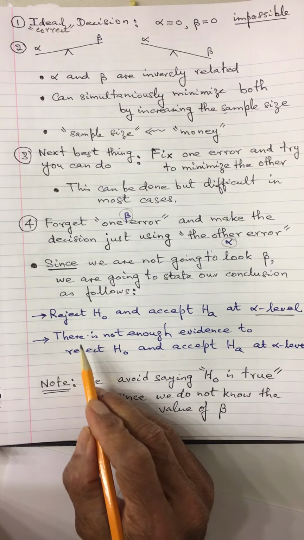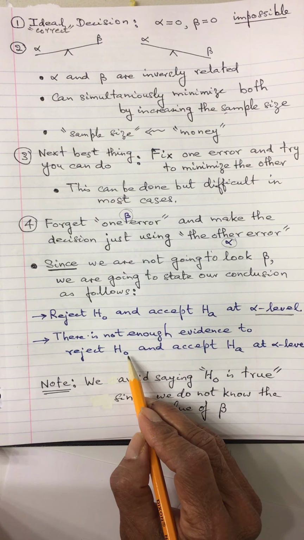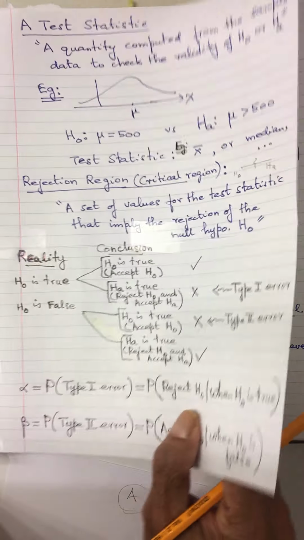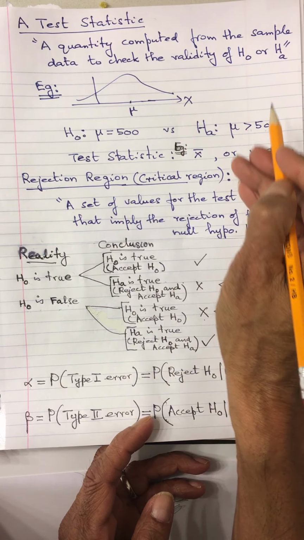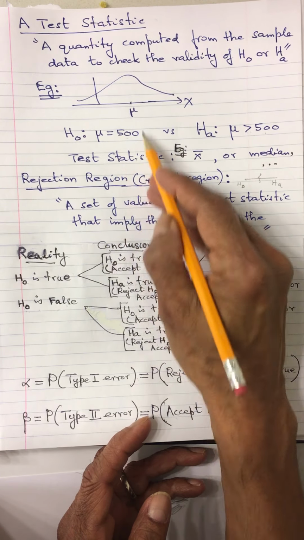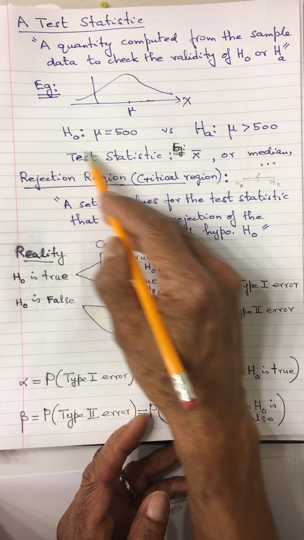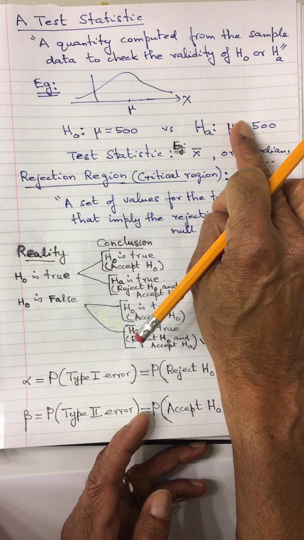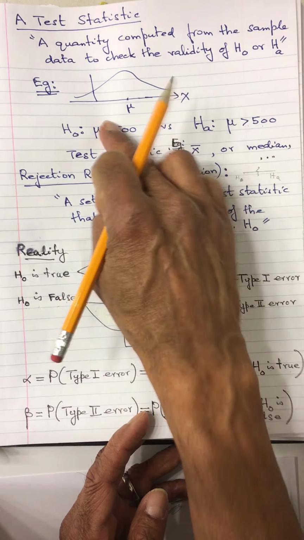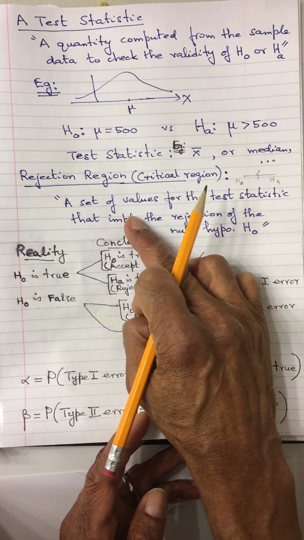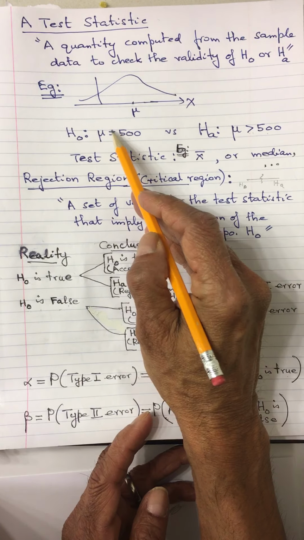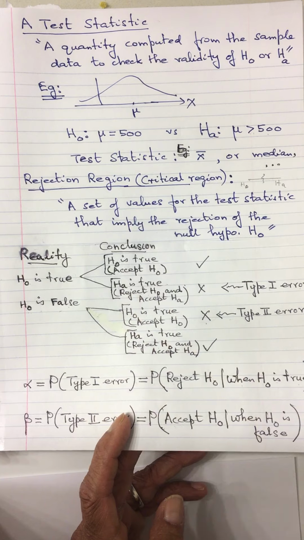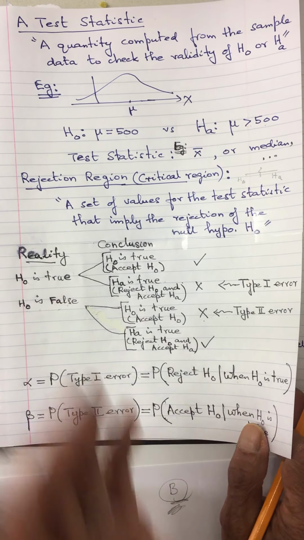Or the other way, we say that there is not enough evidence to reject H naught and accept HA at alpha level. We are not going to say that this is correct. That's the whole point. We are trying to avoid saying that this is correct. Saying that this is wrong and that is correct is acceptable, but we don't say that this is correct. Instead, we say that there's not enough evidence to reject this and accept that. Essentially, we are saying this may be correct, but we are not going to say it in a straightforward manner. Sometimes this setup is known as the inconclusive setup also.